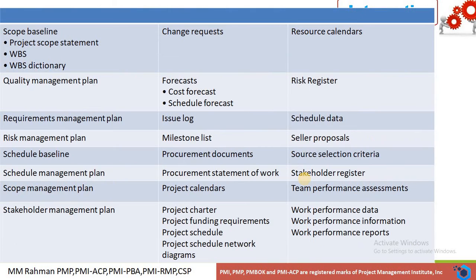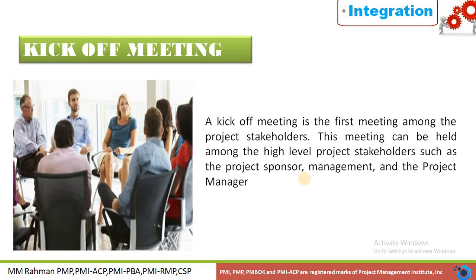then change requests, forecasts, cost forecast, schedule forecast, issue log, milestone list, procurement documents, procurement statement of work, project calendar, project charter, project funding requirements, project schedule network diagram, resource calendar, risk register, schedule data, seller proposals, source selection criteria, stakeholder register, team performance assessments, work performance data, work performance information, work performance reports. These are our project documents.